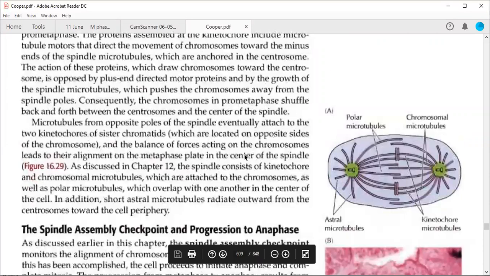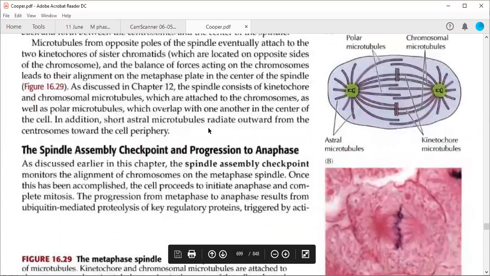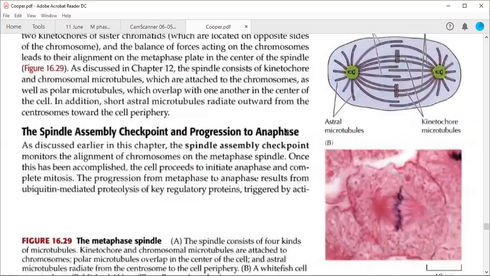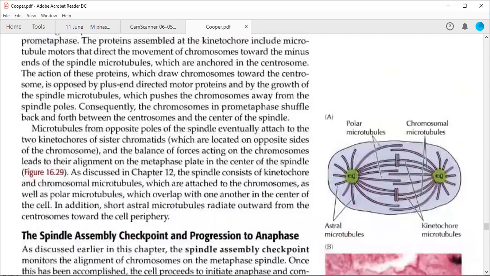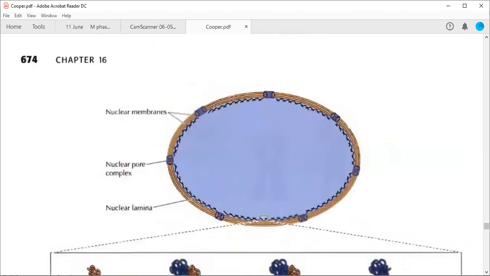Now we were discussing the spindle assembly checkpoint and progression to anaphase, how this is happening actually. So based upon how your chromosomes attach to the spindle, so this is the centrosome, and they are forming the poles within the cell. Okay, before discussing this, I would also like to let you know that this nuclear envelope has disappeared from this particular cell. There is no nucleus. But in some cells, for example, in yeast cells, there is a nucleus, so that the nuclear envelope will not disappear.